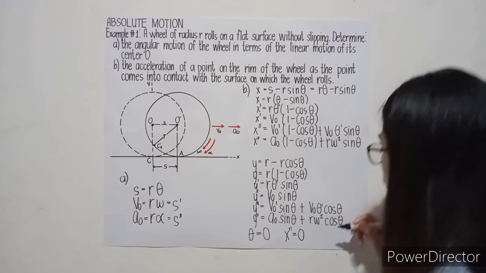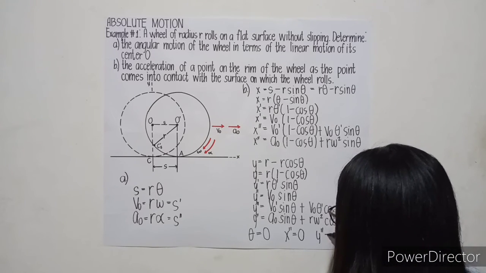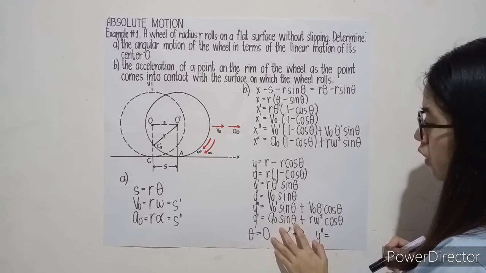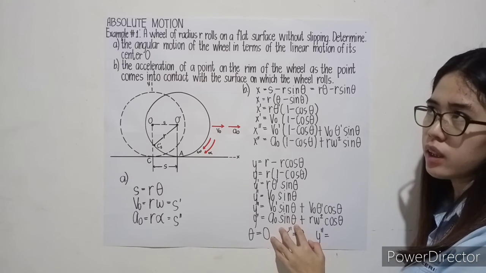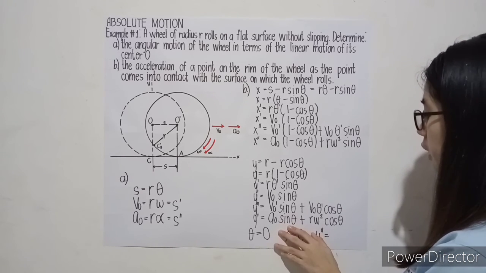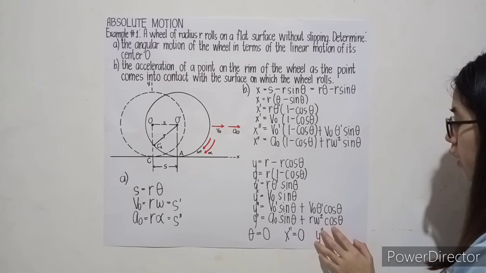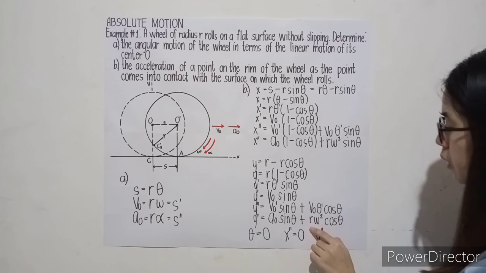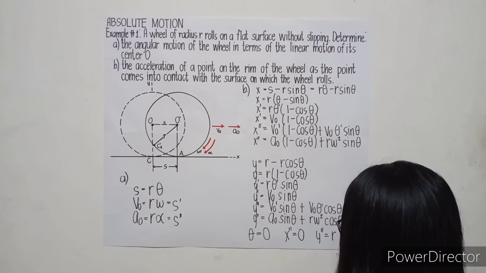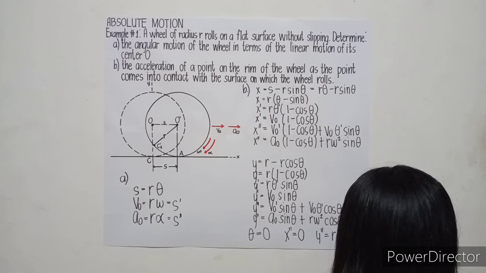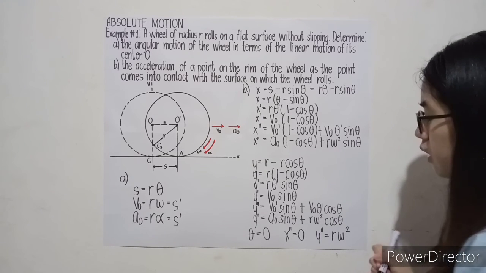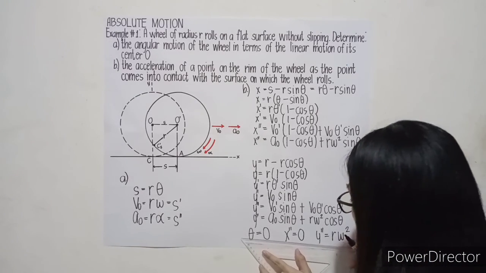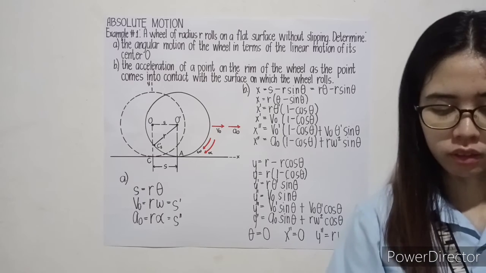And for y double prime, sine 0 is equal to 0, so that term becomes 0, and plus cosine theta, or cosine 0, is equal to 1. Therefore, we have an answer of r, the radius, multiplied by the angular velocity squared. So this is our answer for absolute motion, example number 1.